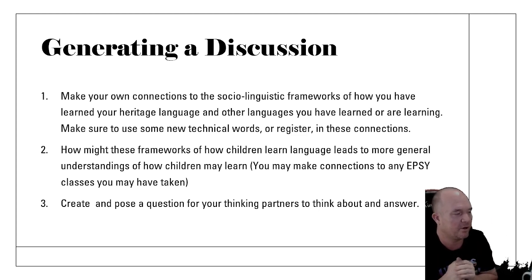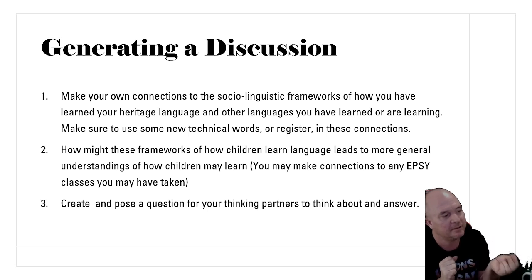And then the final thing that I want you to do is create and pose a question for your thinking partners to think about and answer. Because part of your job is, one, you're going to read and respond to your colleagues' posts, and you're going to answer their questions, but you also need to be a good, responsible thinking partner and interlocutor. You need to ask questions to your partner as well. That's a good sociolinguistic aspect of how we use language. We want to ask questions to people to learn more about them, but also to inspire thinking.